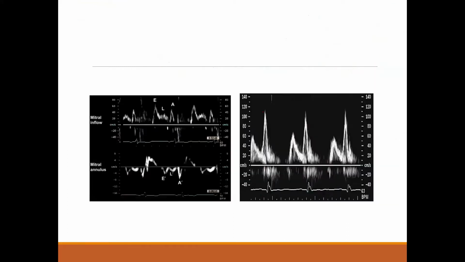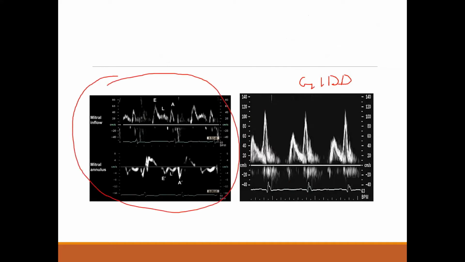Now, this one here is grade 1 from the mitral inflow. Now, look at here. What do you see here? I'm not giving you the mitral inflow. This is for a different patient. Just look at this one here. This is the mitral inflow and the E prime. Could you guess what diastolic dysfunction we have here? The E is larger than the E prime.